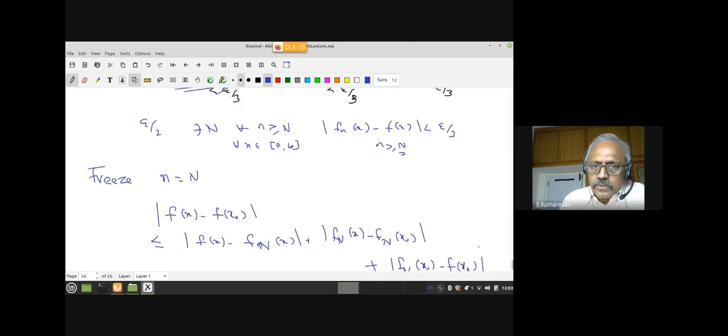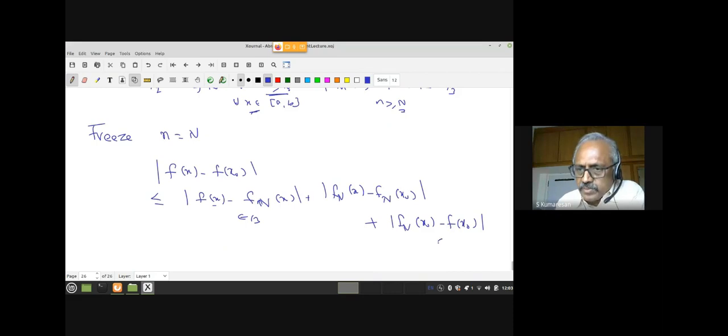Okay. Now look at this. By uniform convergence, whenever n is greater than or equal to capital N, in particular for capital N, for every x. Therefore, for any x in the interval AB, this will be less than epsilon by 3. For x naught also, it's less than epsilon by 3. So these two terms are made less than epsilon by 3. Each is less than epsilon by 3.